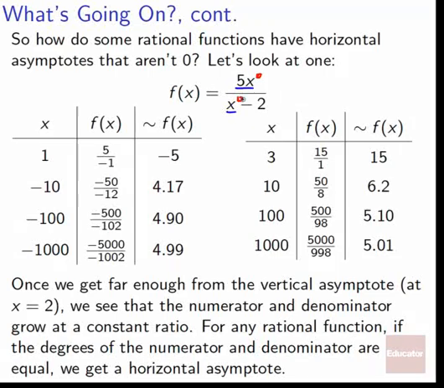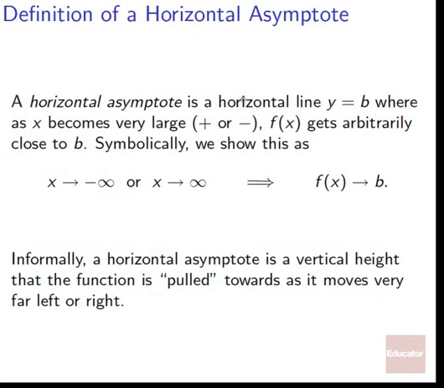So since they have the same scale of growth, they're going to grow around the same rate, which means it's only that multiplicative factor that's going to determine the height that it ends up at. A horizontal asymptote is a horizontal line y equals b, where as x becomes very large, positive or negative, f of x gets arbitrarily close to b. Symbolically, we show this as x goes to negative infinity or x goes to positive infinity means that f of x will go to b.